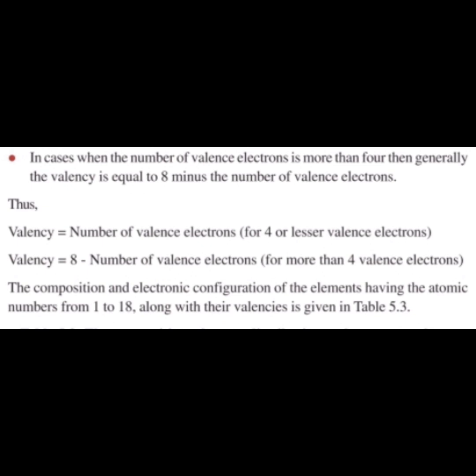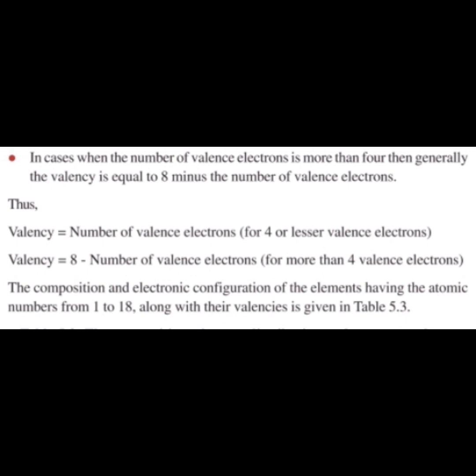What does valency mean? Valency is equal to the number of valence electrons for 4 or fewer valence electrons. So if the valence electrons are 4 or fewer, the number of valence electrons is called the valency, and valency is equal to 8 minus the number of valence electrons for more than 4 valence electrons. If the valence electrons are more than 4, we have to subtract it from 8. Then we will get the valency.